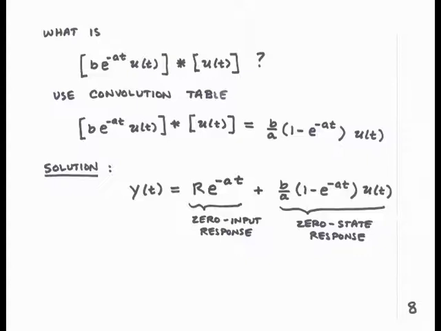Y of t is r e to the minus at plus b over a times the quantity 1 minus e to the minus at u of t. And we note that this solution is good for time greater than 0 minus. The first term with the r in it is the zero input response, and the second term with b in it is the zero state response.